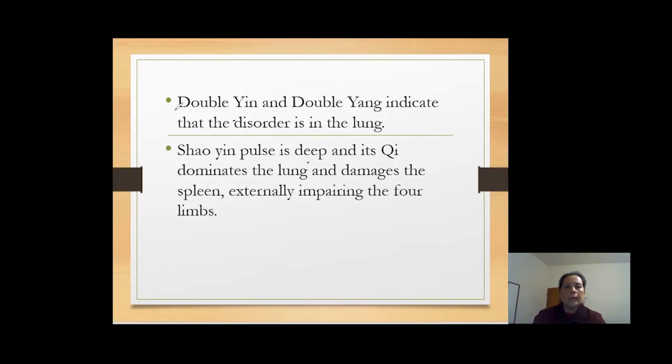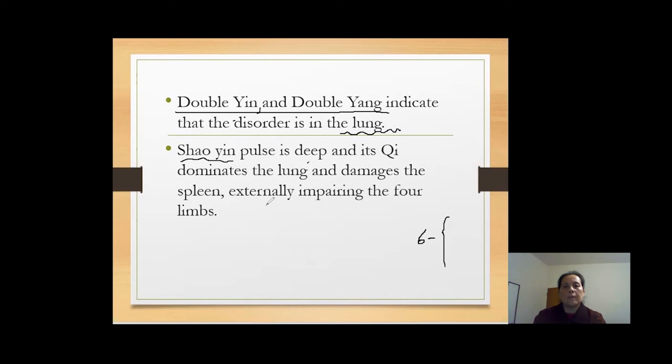Then double yin and double yang. So they have disorder. That's the disorder mainly in the lung. Yeah, mainly in the lung. So we know double yin is shao yin. Double yang is yang ming. So basically, we say this part is not exactly matching. Right now, we talk about six channels because six channel diagnosis is coming later, coming from Shanghan Lun. So that's why we are not exactly matching here. But it just gives us some basic idea.